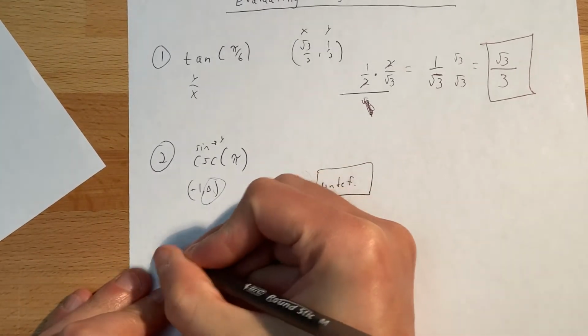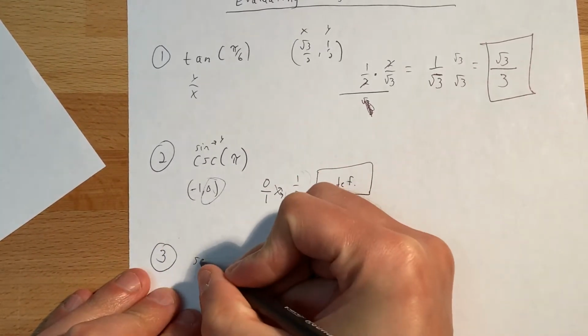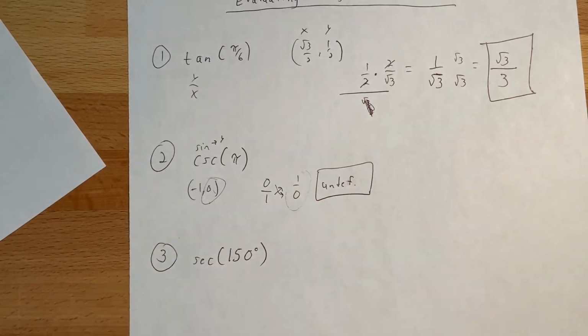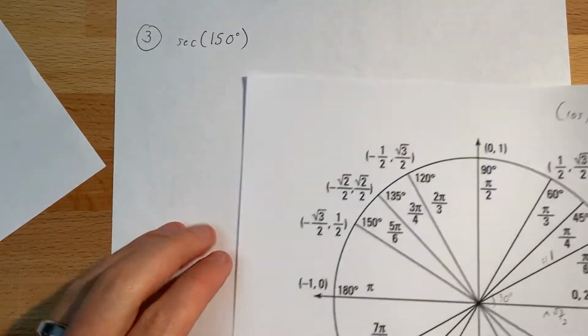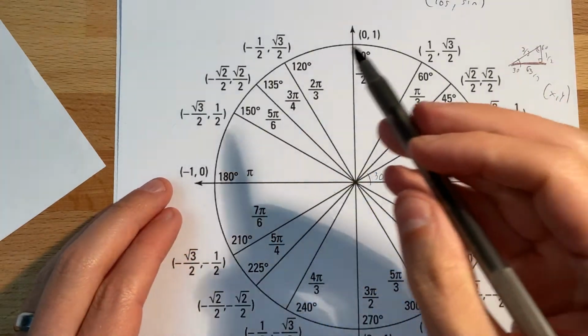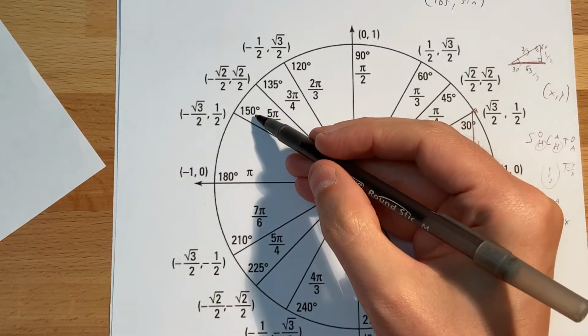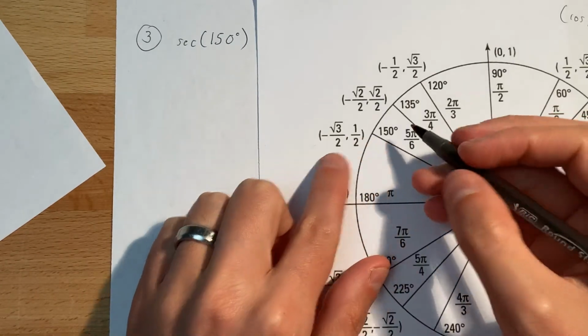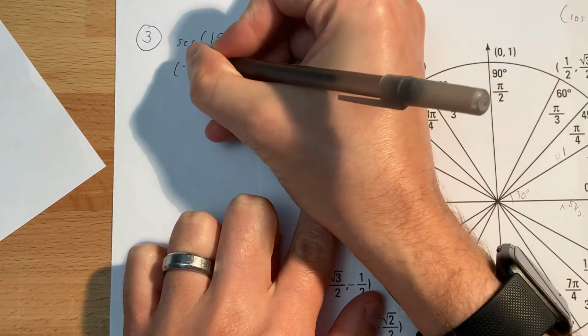Third one I'd like to do for y'all is the secant of 150 degrees. Once again, 150 degrees, you search and search for it. There it is, 150 degrees. So at 150 degrees, the ordered pair is this thing.